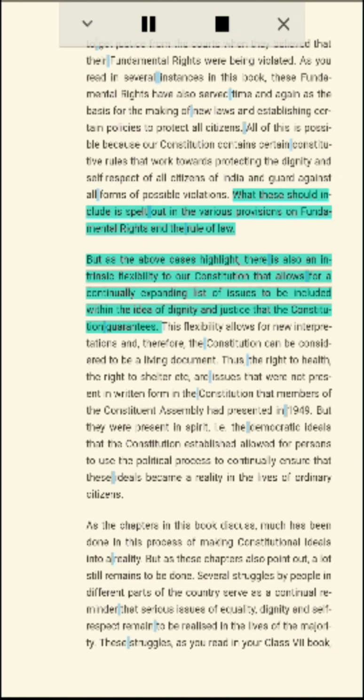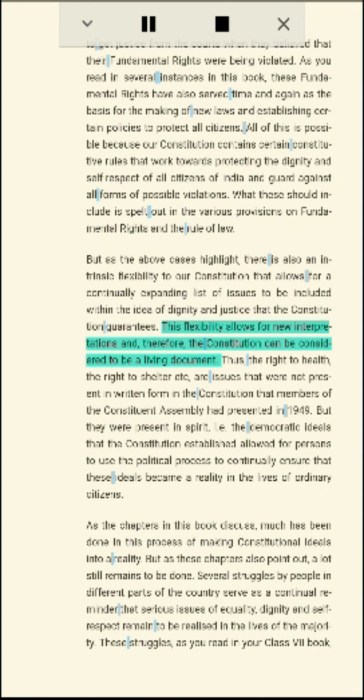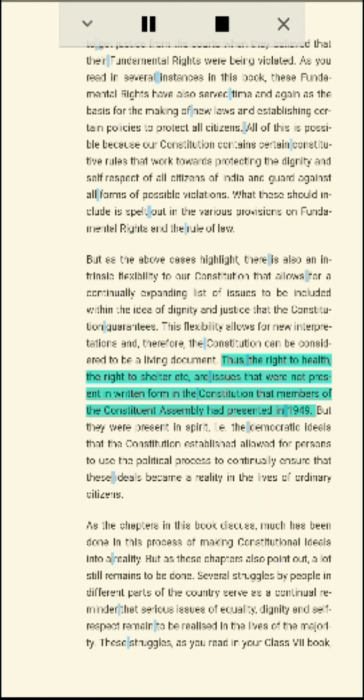What these should include is spelled out in the various provisions on fundamental rights and the rule of law, but as the above cases highlight, there is also an intrinsic flexibility to our Constitution that allows for a continually expanding list of issues to be included within the idea of dignity and justice that the Constitution guarantees. This flexibility allows for new interpretations and therefore, the Constitution can be considered to be a living document.